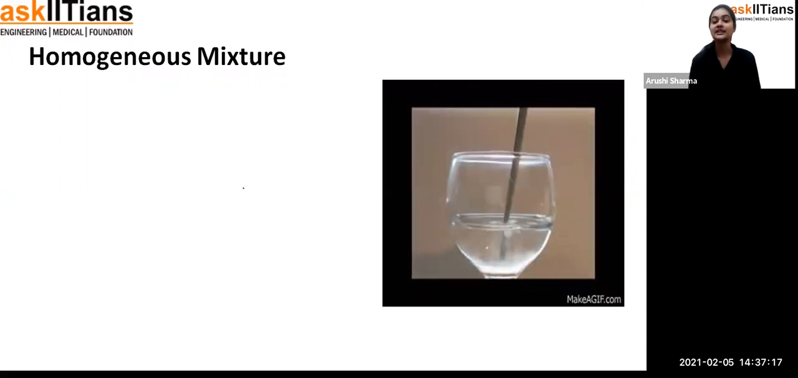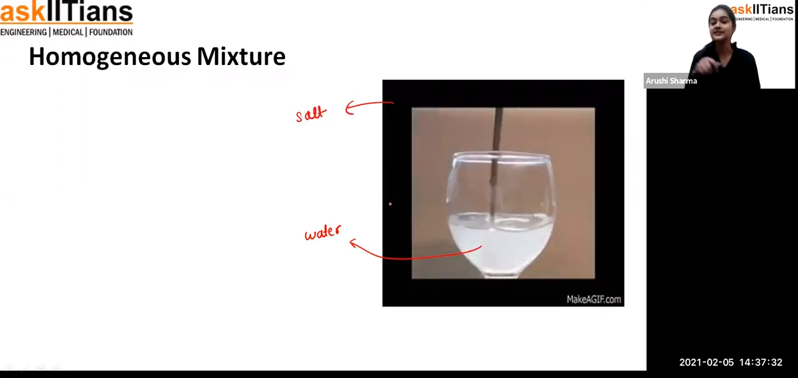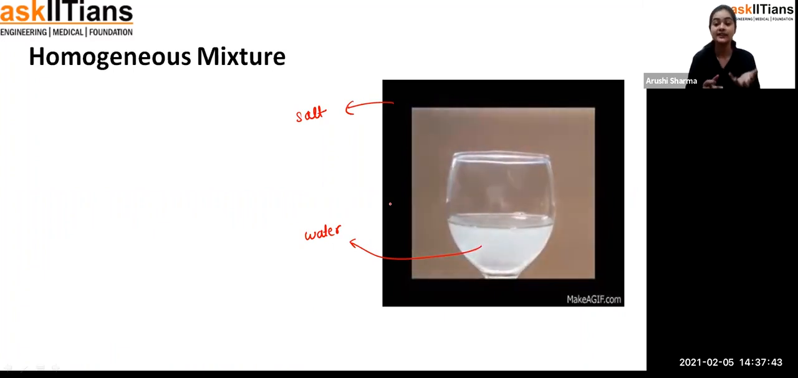A homogeneous mixture is a type of mixture, students. As you can see in the picture, there is water, and the person has added a pinch of salt, or we can say a spoon of salt, and he is stirring it. After some time, when the salt completely dissolves in water, you will not be able to find out whether salt or anything else has been added into the water. Such a mixture, where after mixing you cannot find out what you have added in the water, is called a homogeneous mixture.